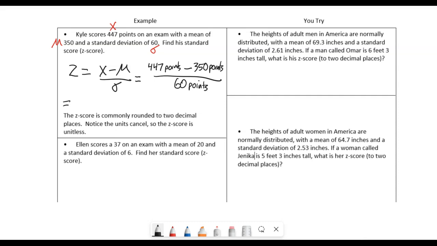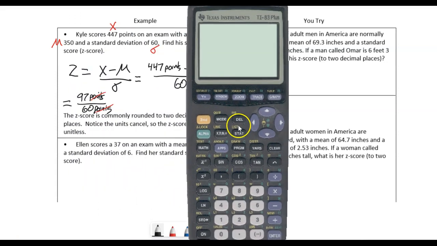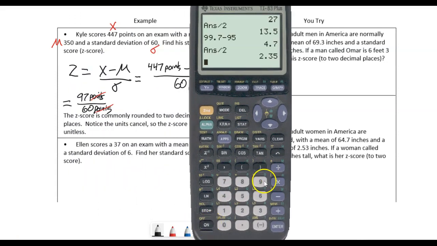Now we reduce. The numerator we can subtract. That gives us 97 points, divided by the standard deviation of 60 points. And here we see that the points reduce. Therefore, the z-score is a unitless quantity. Let's work out the division. This is 97 divided by 60.